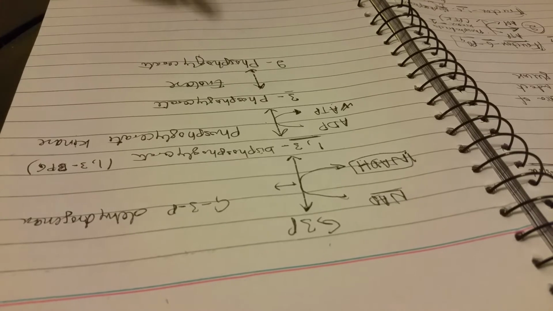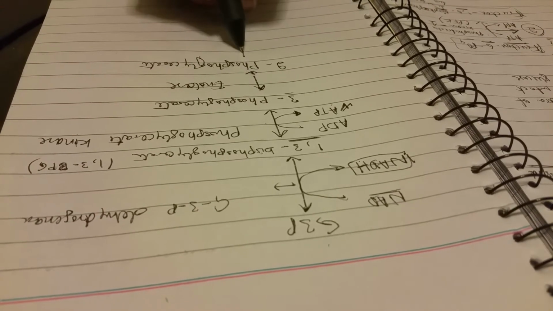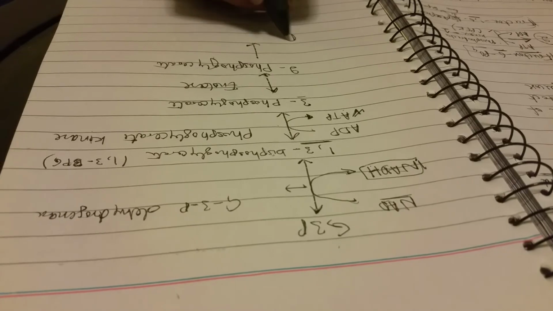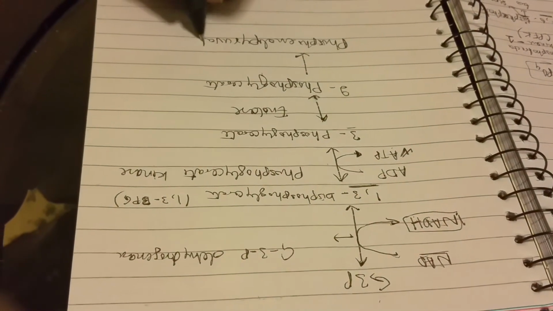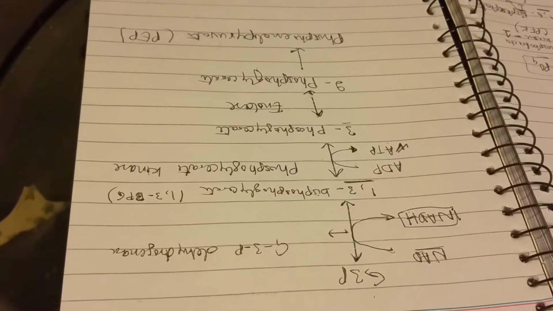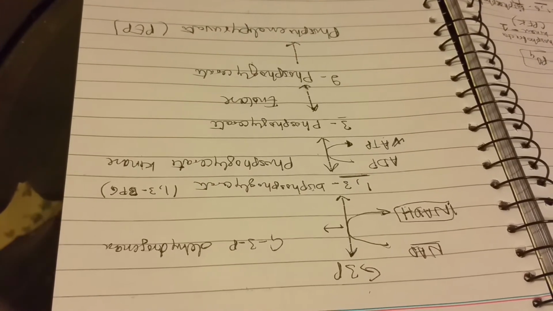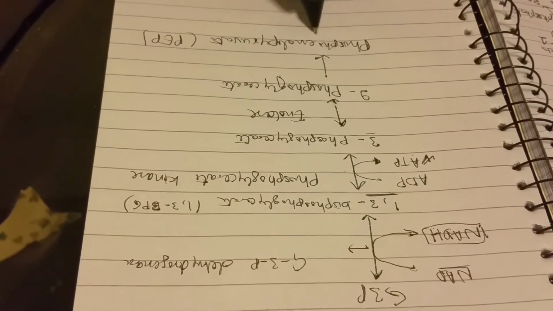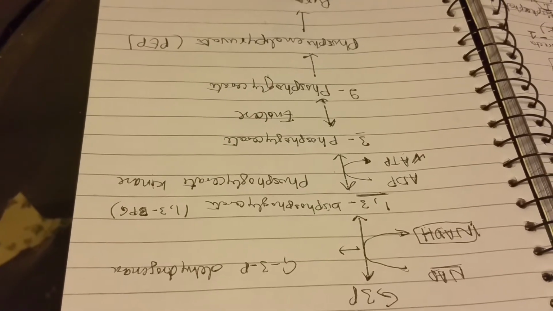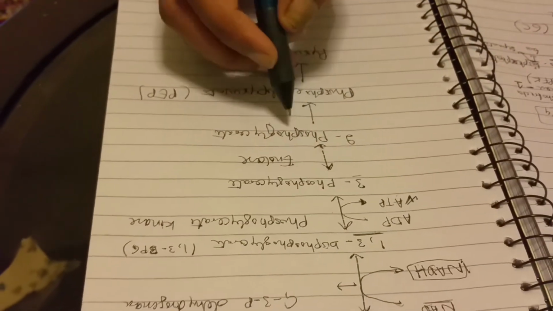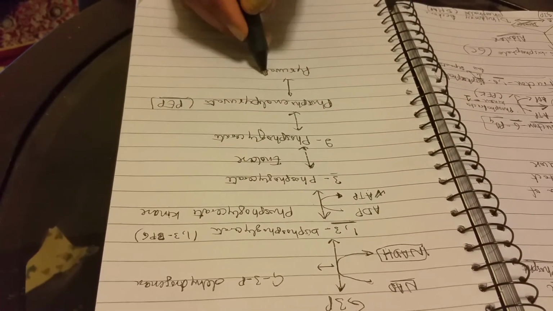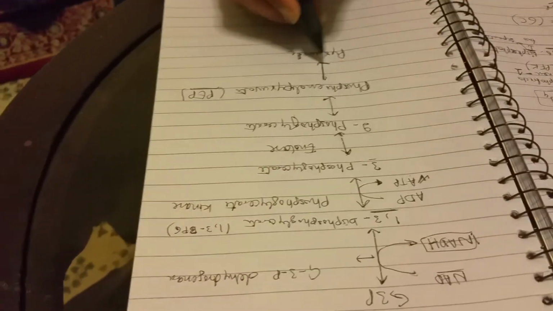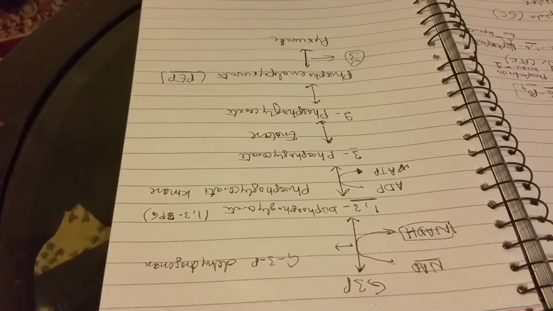And then this 2-phosphoglycerate is converted into phosphoenol pyruvate, which is also called PEP. Alright, and this phosphoenol pyruvate is converted into pyruvate. And this final reaction, the conversion of phosphoenol pyruvate to pyruvate, is also irreversible. This is the third reaction which is irreversible.